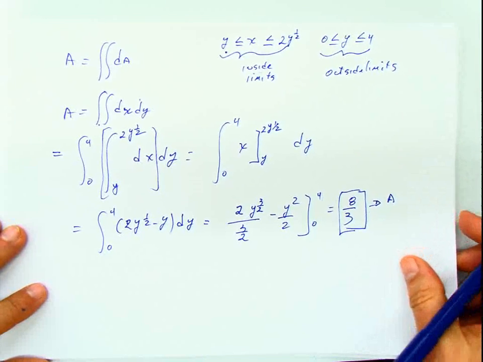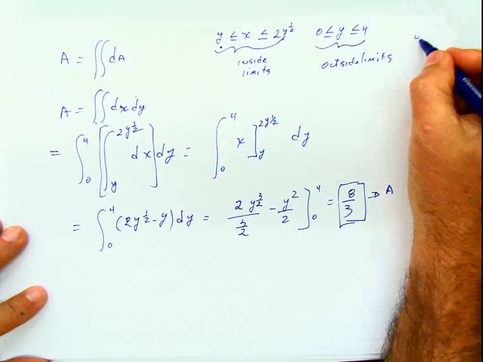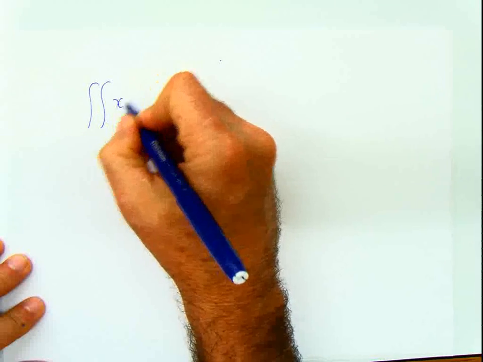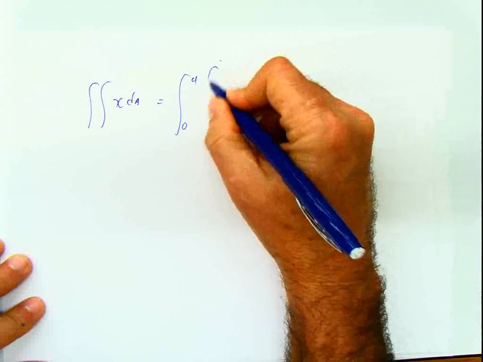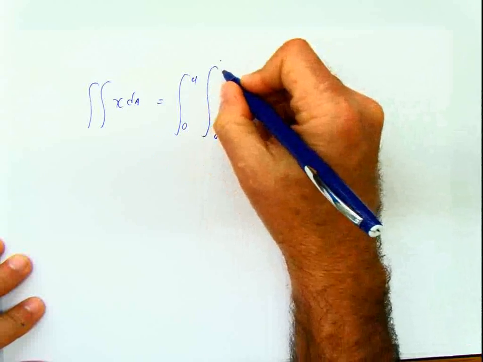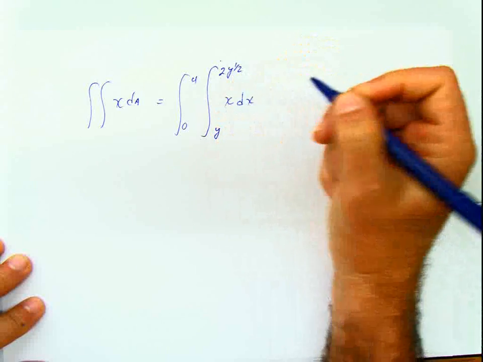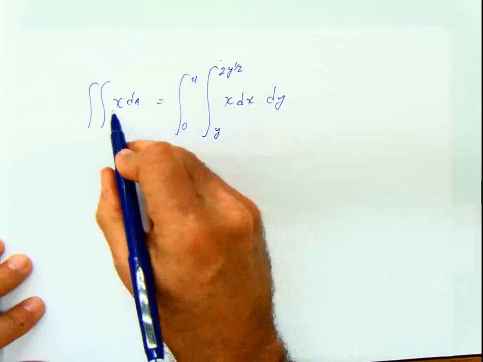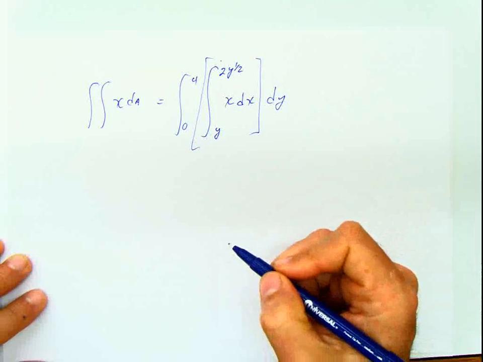Now let's work with the top part of the integral. The top part of the integral is the double integral of x dA, which is the integral from 0 to 4 of the integral from y to 2y to the 1/2 of x dx dy. Because remember, the area element is dx dy. And this is what I'm going to be solving first.